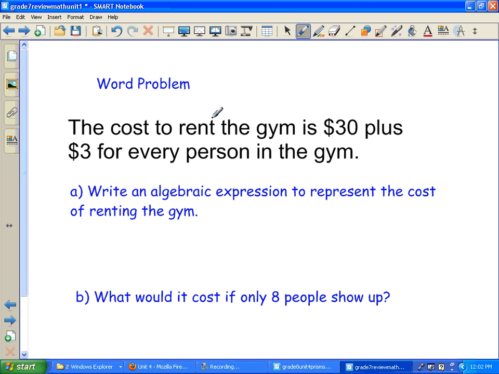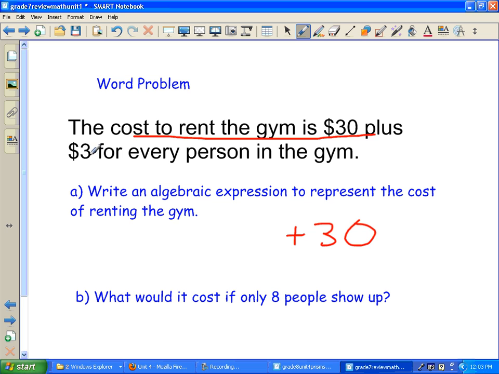Okay, let's look at a word problem here. It says the cost to rent the gym is $30 plus $3 for every person in the gym. And we have to write an expression to represent the cost of renting the gym. So let's determine what's going to be constant, or what we are going to pay no matter what, that's not going to change. Well, it says just to rent the gym it's $30. So we're going to have to spend $30. That's the constant. That doesn't change. Even if we don't show up, we still have to pay 30 bucks.